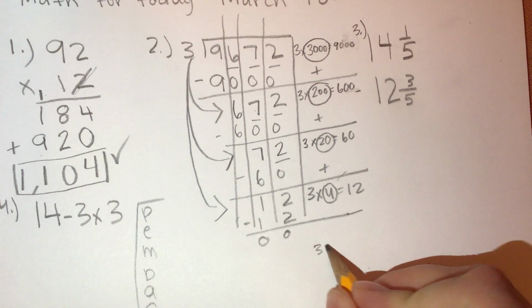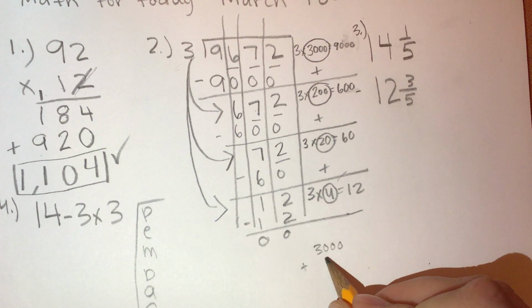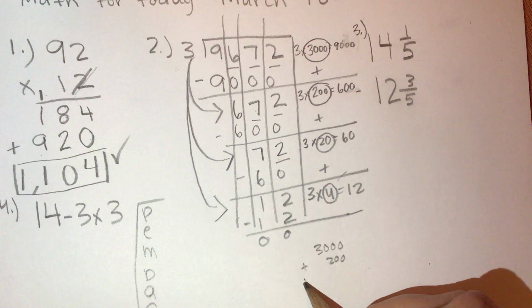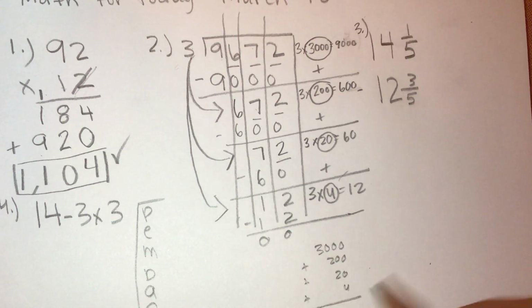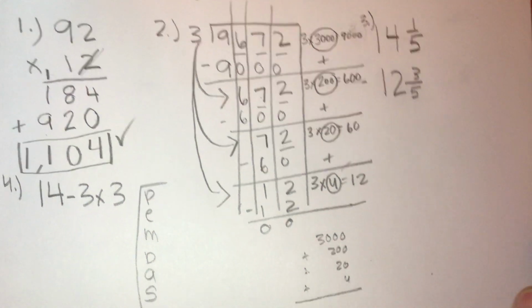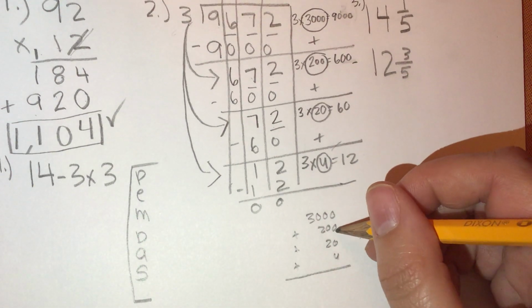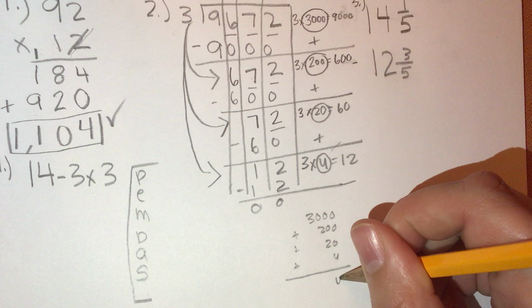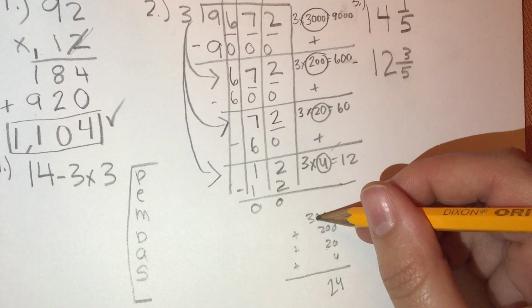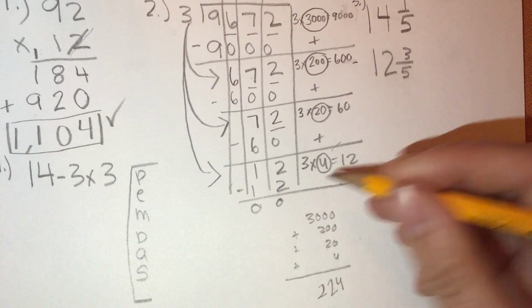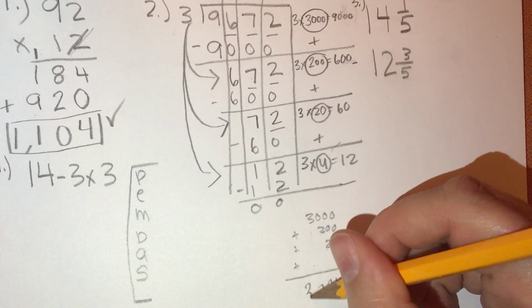I'm going to do 3,000 plus 200 plus 20 plus 4, keeping it all lined up to make sure that it's nice and organized. 0 plus 0 plus 0 plus 4 is 4. 0 plus 0 plus 2, 2. 0 plus 2, 2. 3 plus nothing, 3.